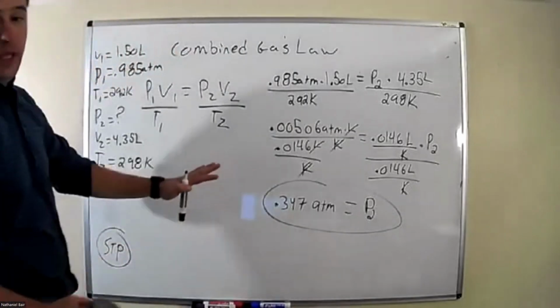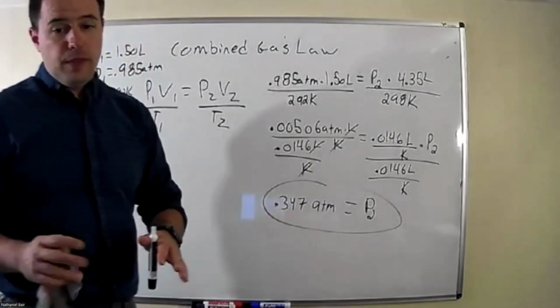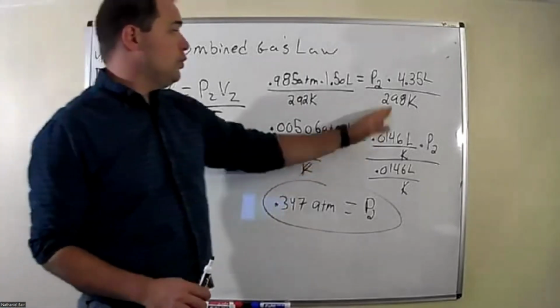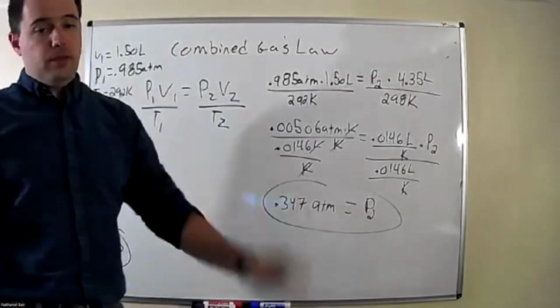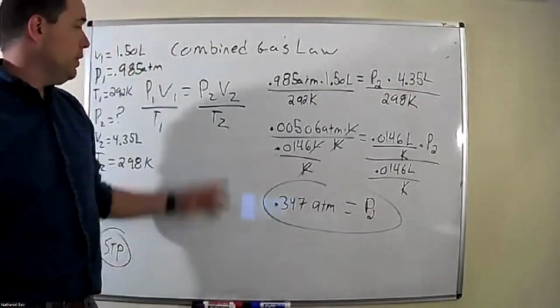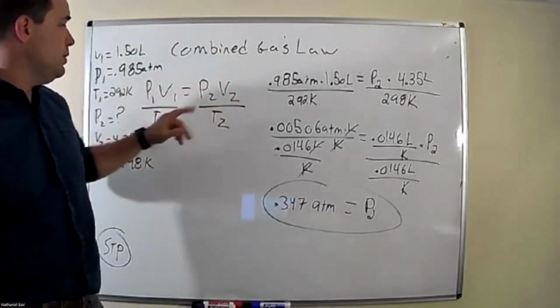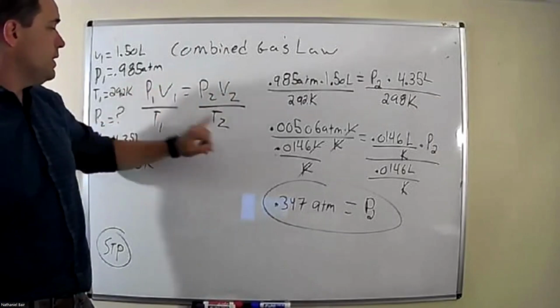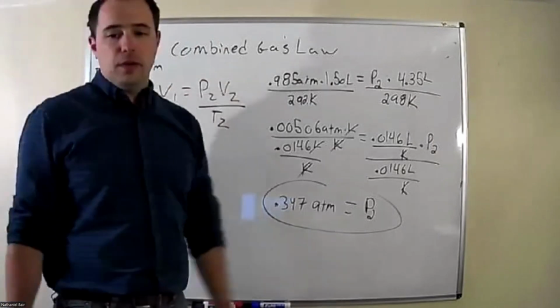So first of all, any questions on that? How did that go? Did we get 0.347? Maybe you solved it differently from me, right? Maybe you cross multiplied from the beginning or something. There are so many ways you could tackle this problem. You could have multiplied by T2 divided by V2. You could have said P2 is P1 V1 times T2 over T1 times V2. I mean, you could have done a whole bunch.